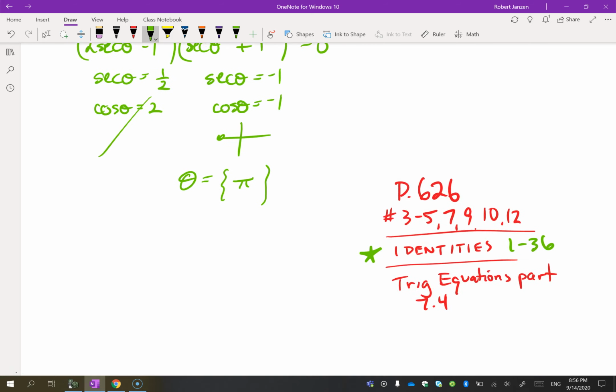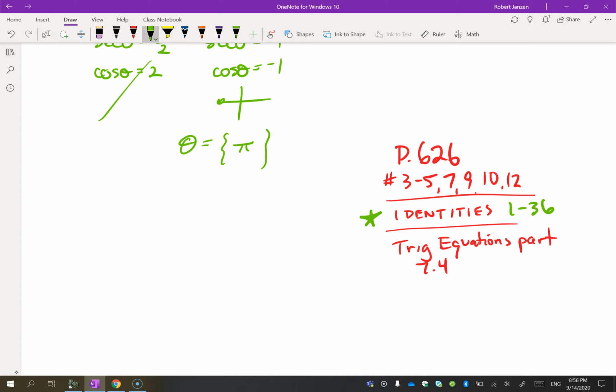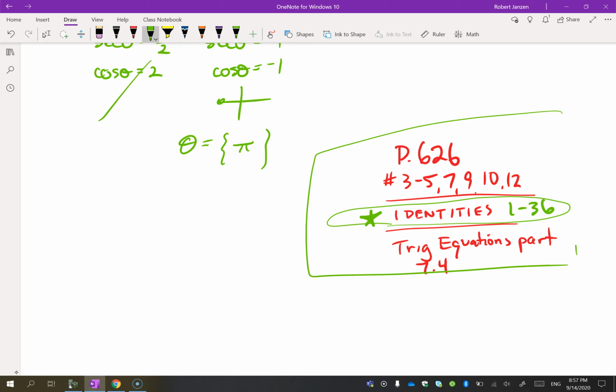Okay, what's your homework? Well, I've got a textbook question. You could try to finish the identities, although there's a few in there that I wouldn't worry too much about. And then on our trig equations worksheet, you've done 7.1, 7.2, 7.3. Go do 7.4. There's just a few examples there. Okay, so that's a pretty large homework assignment. Make sure you get it done.